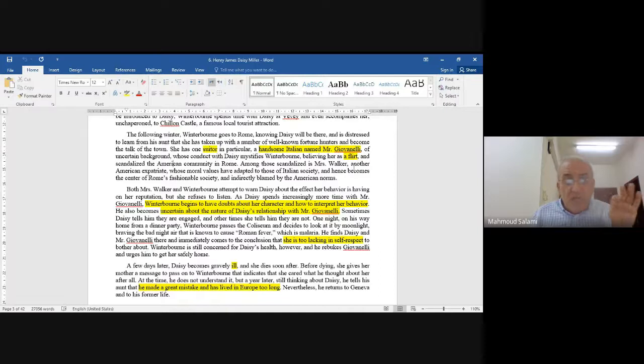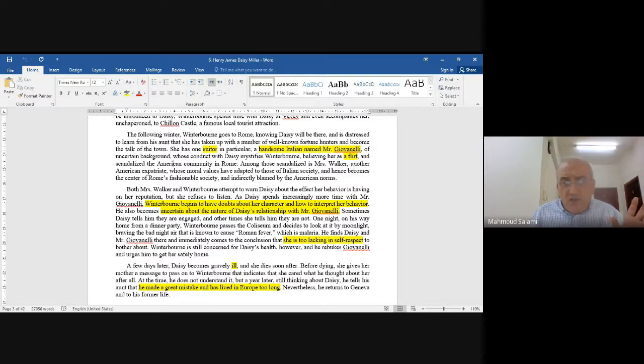Notice, sometimes Daisy tells them they are engaged, and other times she tells them they are not. You see, Daisy was learning. She was a little bit immature, to say to people she's engaged to Giovanelli, and later on say no, she is not engaged. This shows that she is a little bit immature, that she is growing and she is maturing.